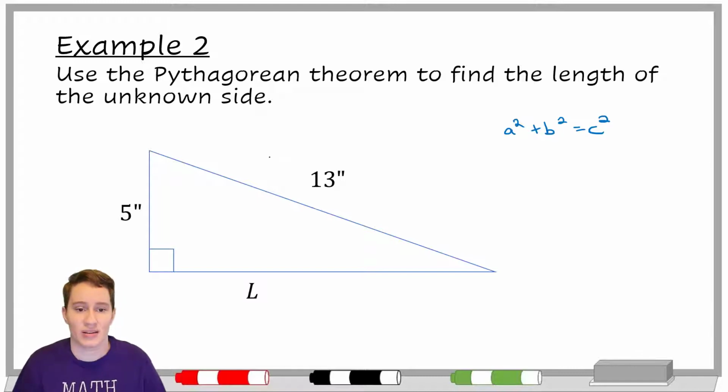Let's identify which of these sides is the hypotenuse, because that's what matters most, making sure we've got that one right. So the 13 and the quotation mark, which is 2 apostrophes, is telling us this is in inches, by the way. So 13 inches is C, because that's our hypotenuse. It's across from our right angle. Then 5 inches and L are our other 2 legs.